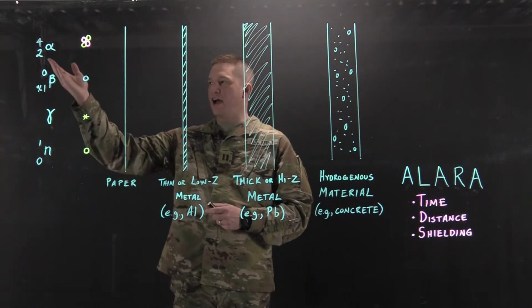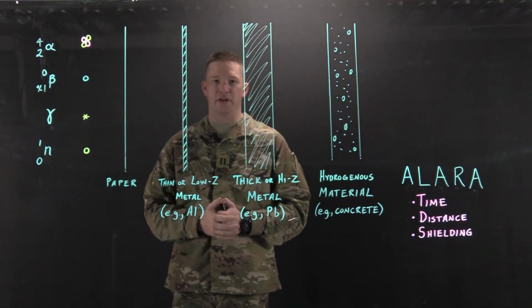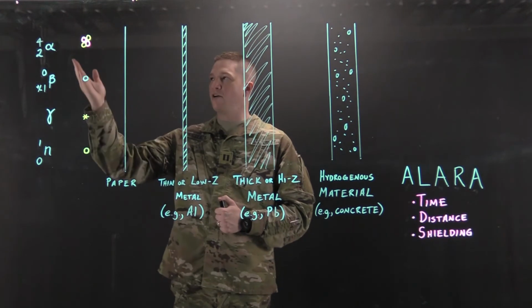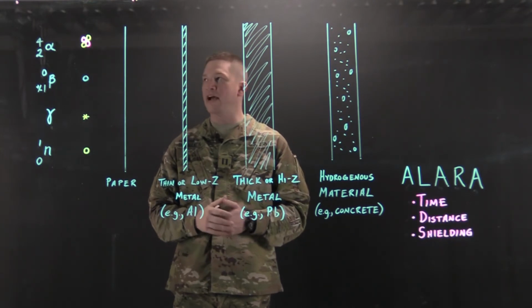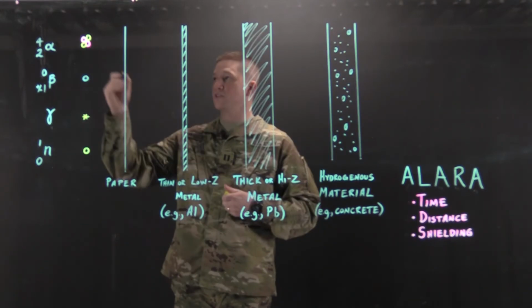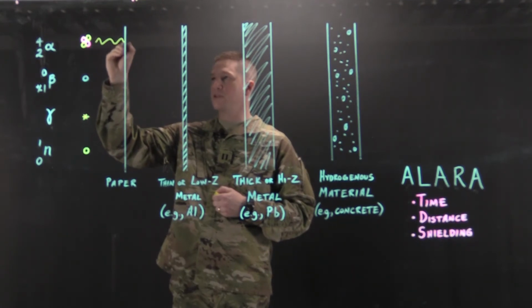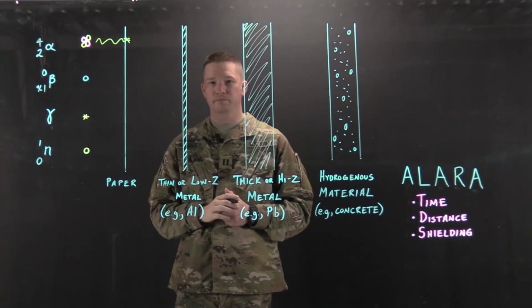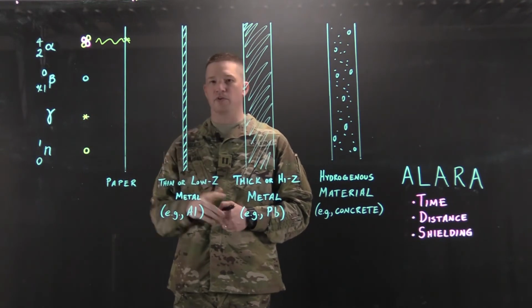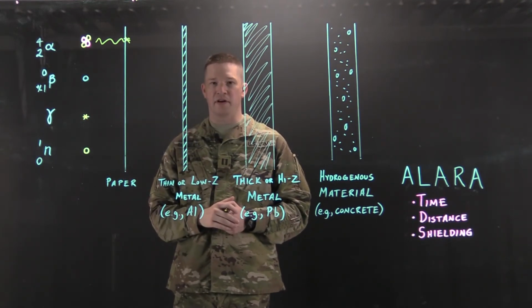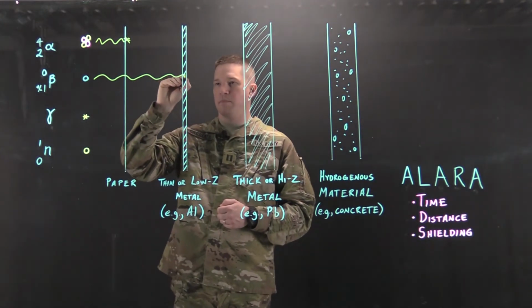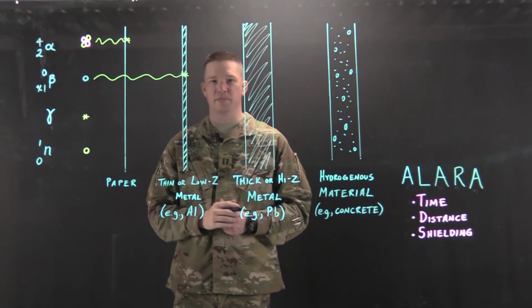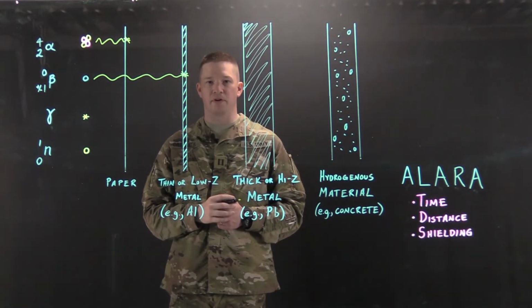So as you can see, I have the alpha, beta, gamma, and neutron radiations down here at the end of the board. The alpha particle is a relatively large mass, relatively high charge particle. It has a charge of +2e and a mass of 4. It is very easily attenuated and can be stopped by something as simple as a thin sheet of paper. However, the beta particle, which is a positively or negatively charged electron, is more highly penetrating and will pass through the paper. But a thin sheet of low Z material, such as aluminum, will stop a beta particle fairly efficiently.